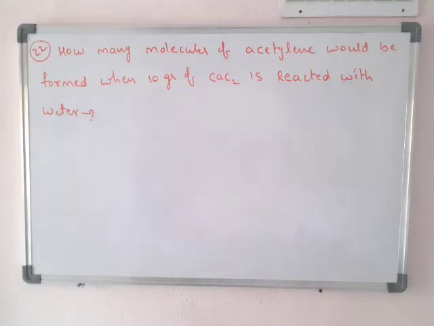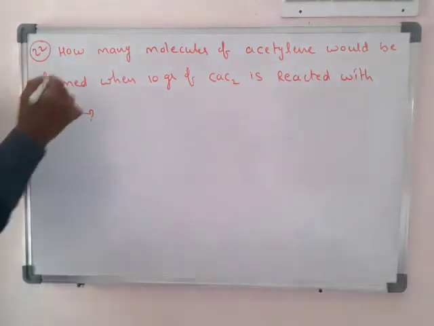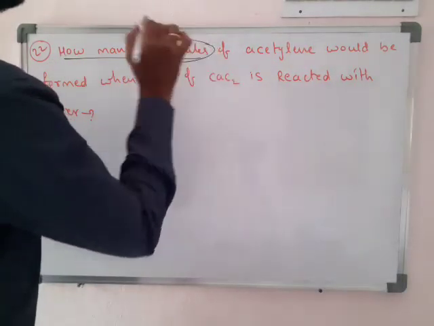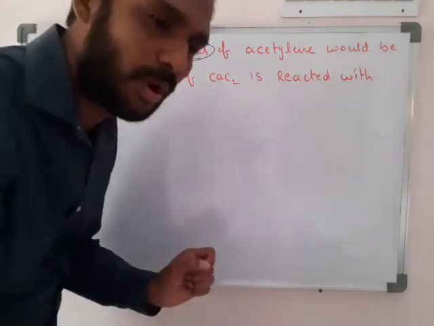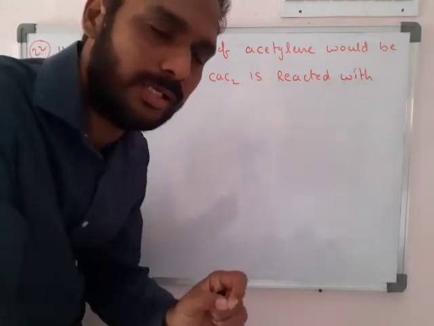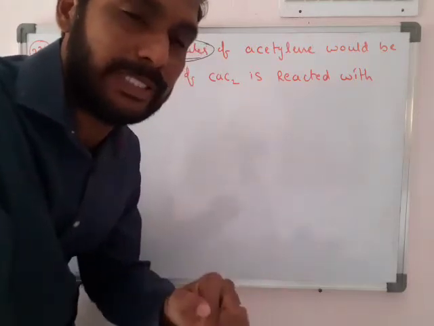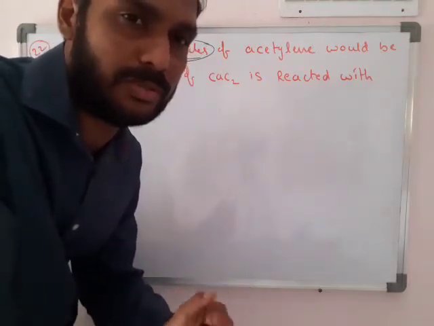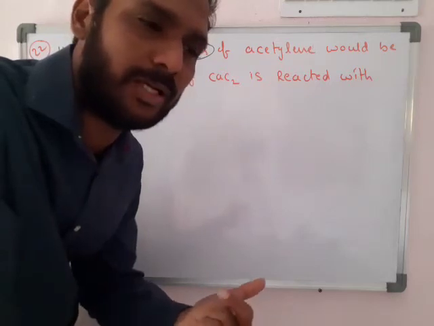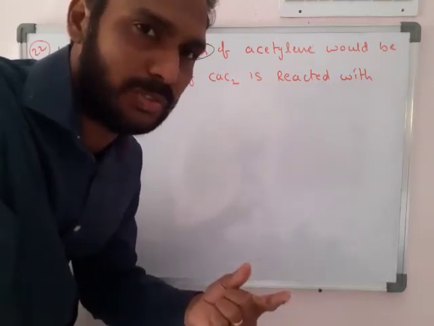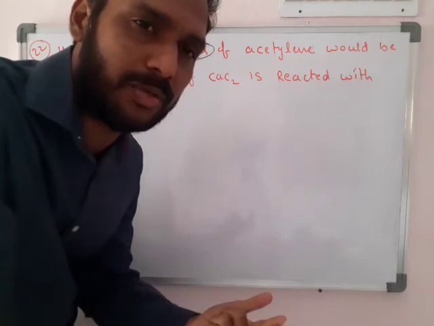See the question number 22 in the worksheet. How many molecules? Here the difference in this problem is that generally in problems the question will be in liters or grams or in terms of moles, but it is given in terms of molecules. So we know the relation of 1 mole and molecules: 1 mole equals Avogadro number of molecules.